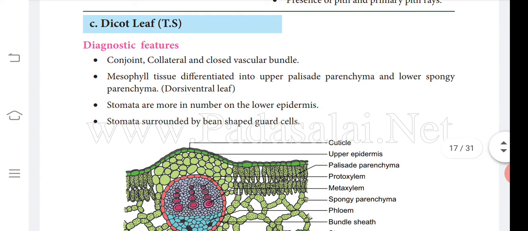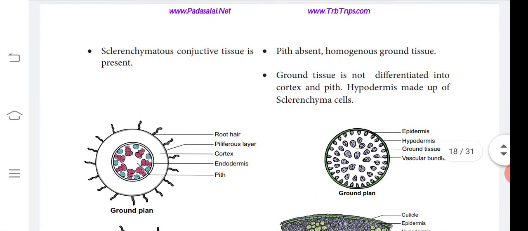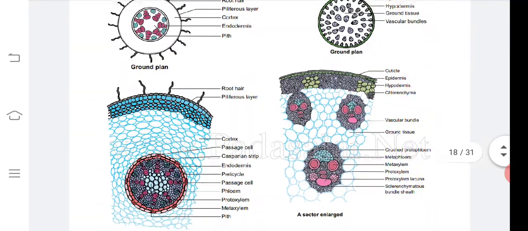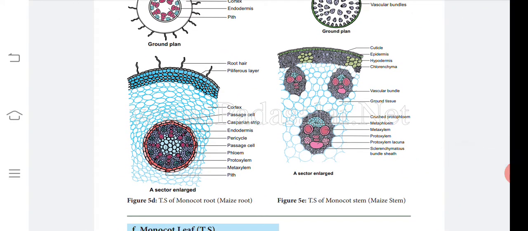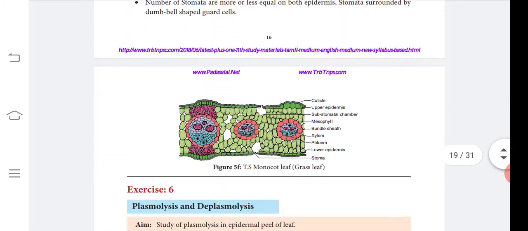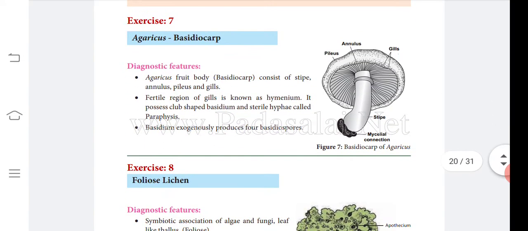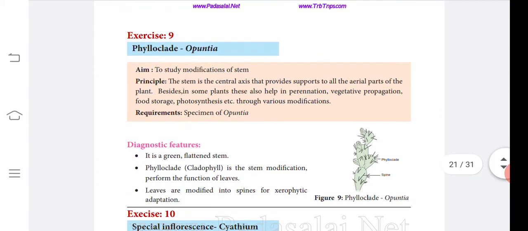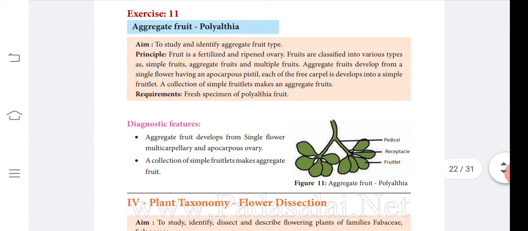Then dicot leaf, diagram on one page, and towards the right-hand side you should write the notes. Here it is given like a comparative note, but you have to draw monocot root on one page and write. On the next page, monocot stem on one page, and write. Follow? So that is how you should write for all the other experiments. Do you follow? Whichever is given in the gray box, there is no need for you to write.